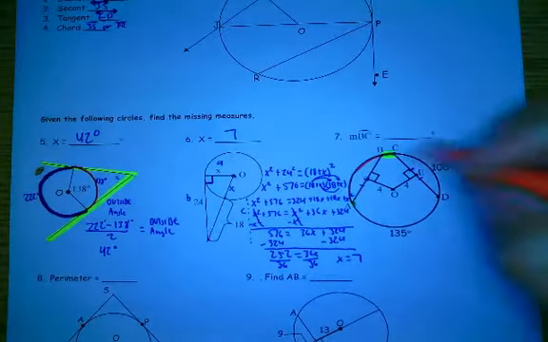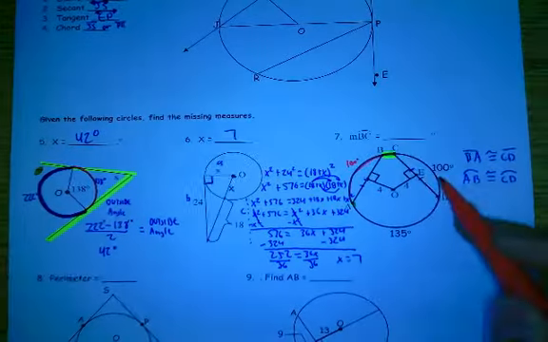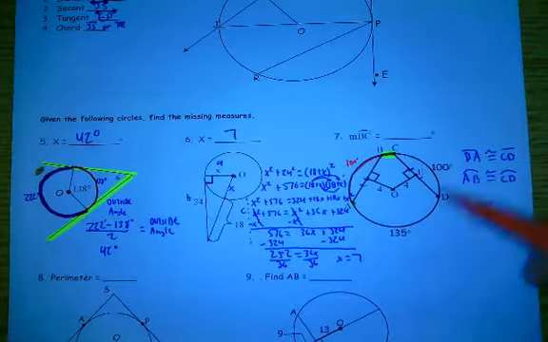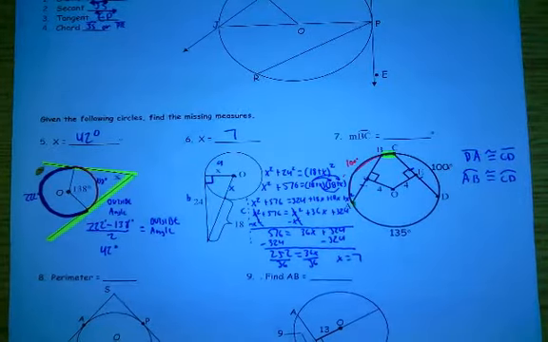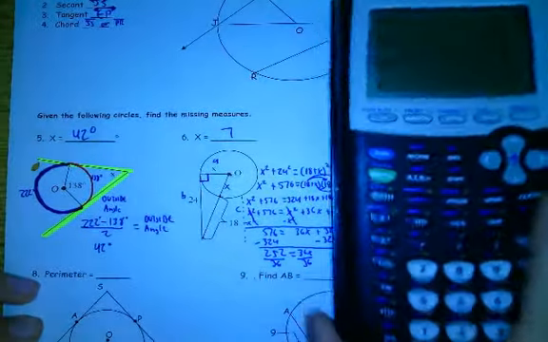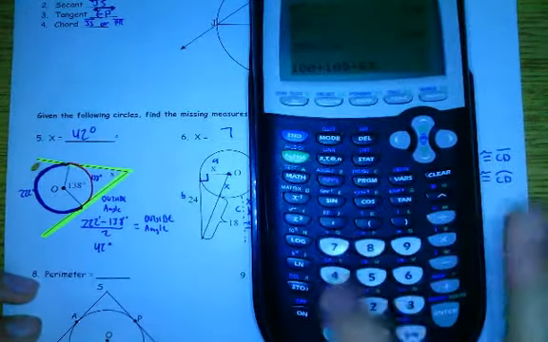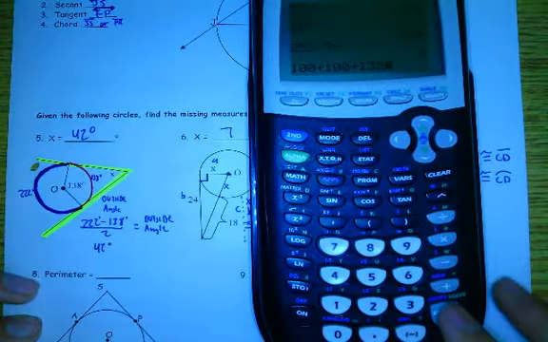Okay, so now that you know that this is 100, that's 100, and that's 135, you should have no problems finding out what BC is. So what I'm going to do is add them all up. 100 plus 100 plus 135 is 335, and 360 minus 335 means that arc BC is 25 degrees.